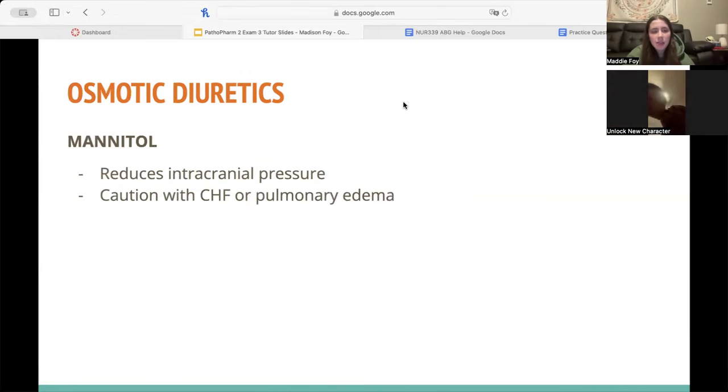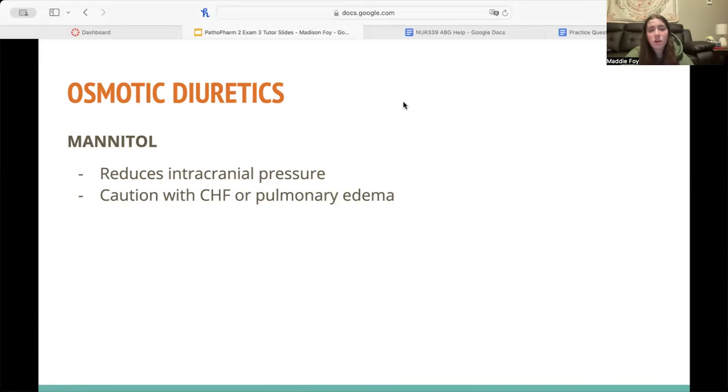Lastly, the osmotic diuretic, the main one that we talk about is going to be mannitol. This works by reducing intracranial pressure. So super, super important when we were talking about hyponatremia and how that can cause increased intracranial pressure. 3% normal saline can be given with mannitol to decrease that pressure. And then there is just kind of a cautionary use for congestive heart failure and pulmonary edema.